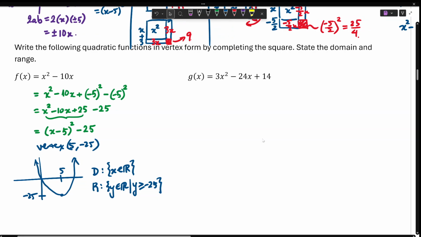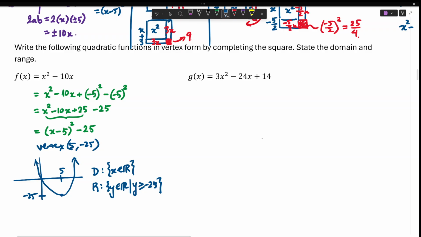Let's try the same with g of x. Now you'll notice two complicating factors here. First, a is no longer 1, so we need to factor that out first. The other thing is there's a 14 here. We're going to basically ignore it. Well, we're going to write it down every time, but ignore it until the very end.